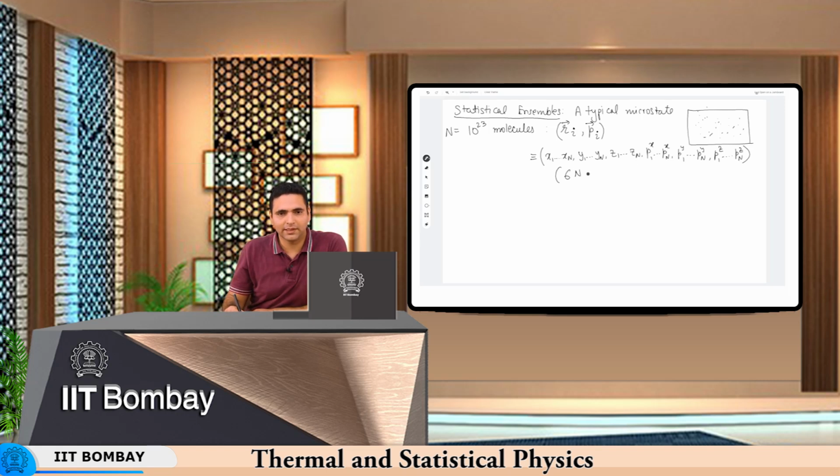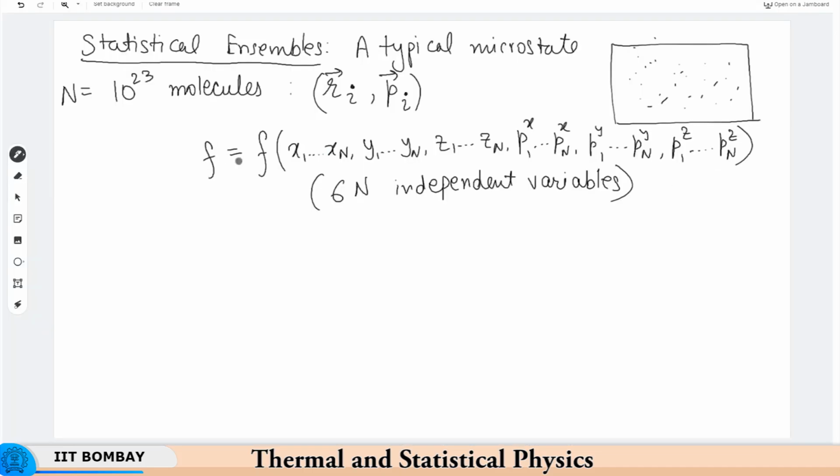So, 6n independent variables, right, and a function of 6n independent variables that determines the trajectory, or the direction in which a particular thermodynamic process is evolving as a function of time, right. And you might already basically guess that this is a very difficult problem, right.